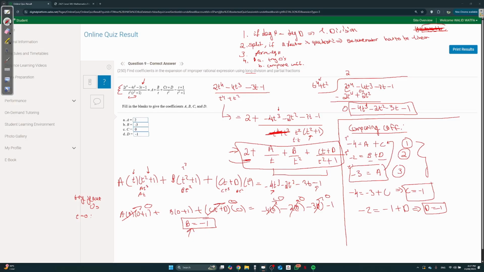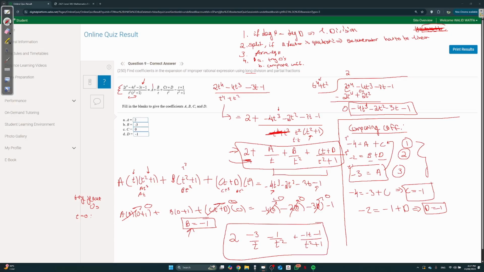Let's plug them into our fractions that we split. So 2 plus a, we said a is negative 3, so we're going to make it minus 3 over t. Plus b over t squared, we said b is negative 1, so minus 1 over t squared. Plus ct plus d. C we said is negative 1, so plus negative 1 t plus d, which is negative 1, over t squared plus 1. So this is our answer over here.